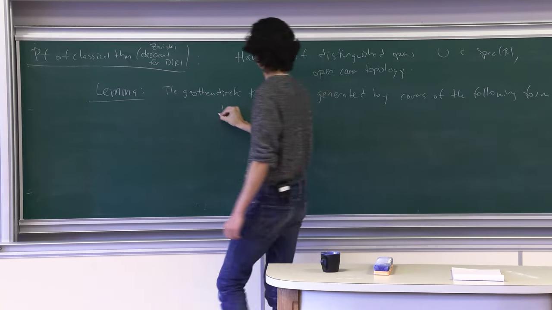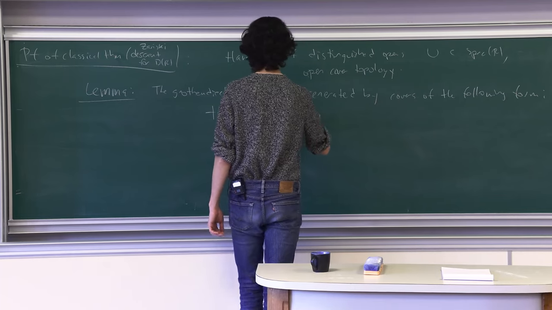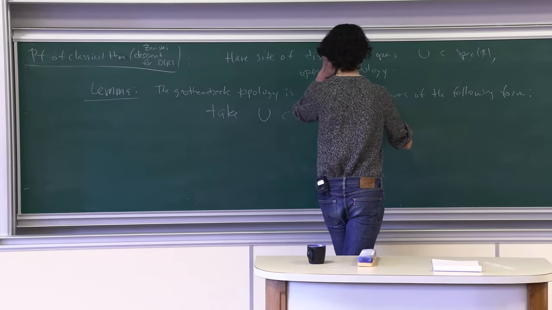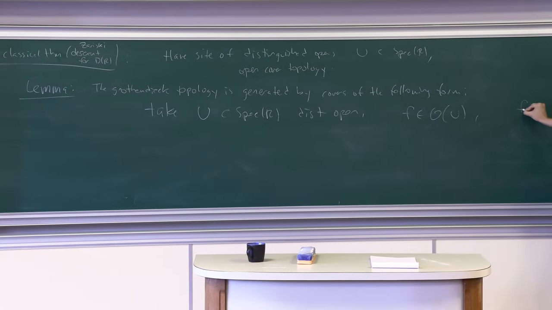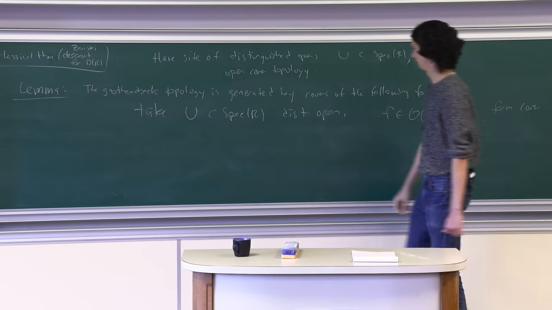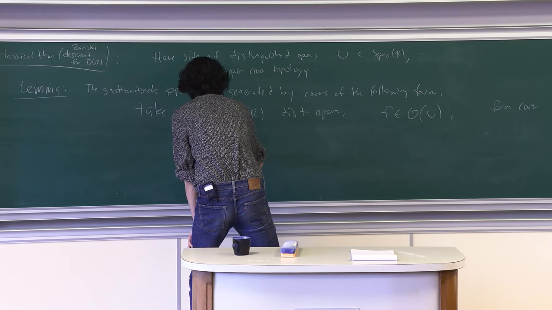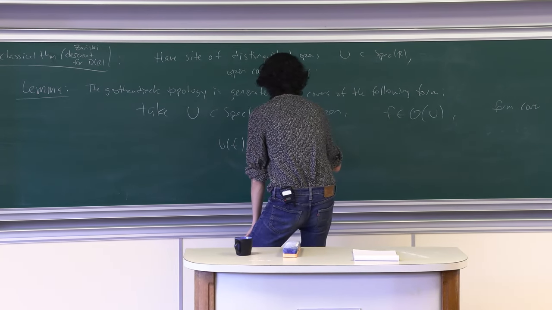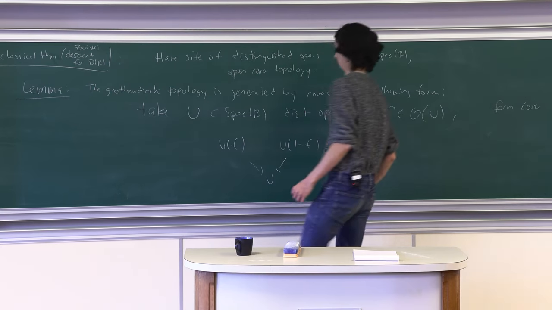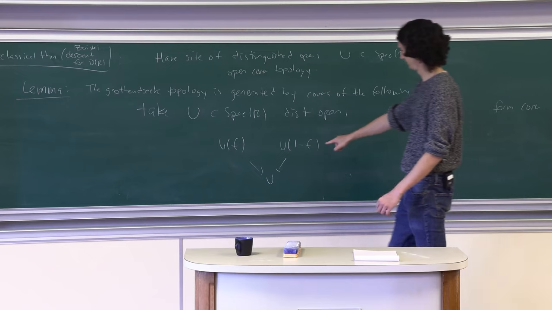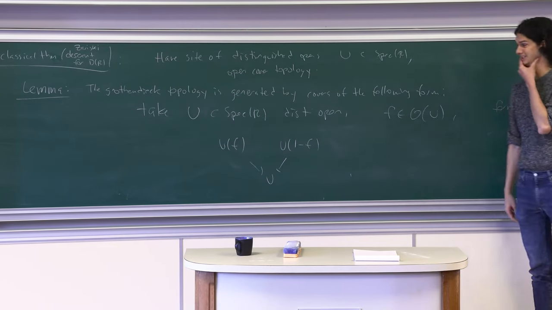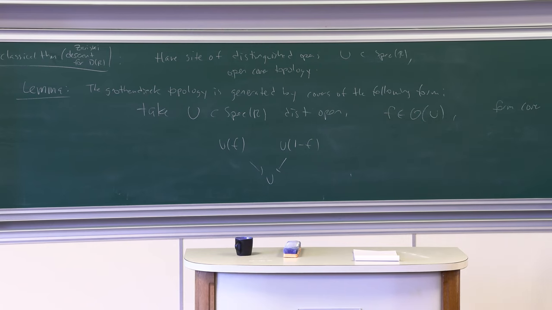You take U in Spec R a distinguished open, you take an element F of the structure sheaf on U, and you form the cover U of F and U of 1 minus F covering U. This is a very simple example of two elements which generate the unit ideal inside this ring. And the claim is if you want to check something is a sheaf, you only need to check the sheaf condition in this one specific situation.